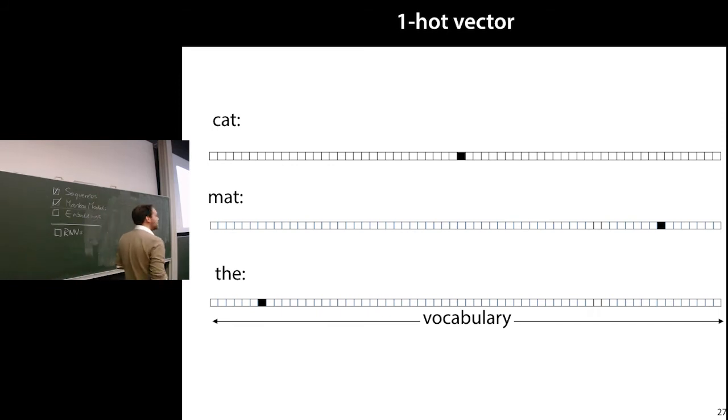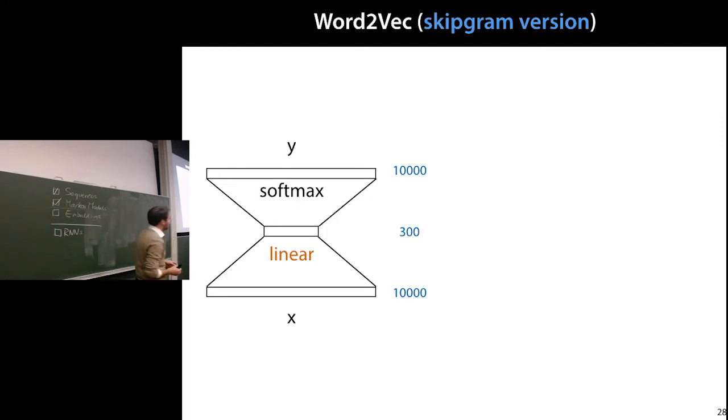And then we build a very simple neural network, which looks a little bit like an autoencoder, but it's not quite an autoencoder. We put one of these one-hot vectors as the input. So the input is as big as our vocabulary, in this case 10,000. The output is also as big as our vocabulary, so our target output is also going to be one of these one-hot vectors. In the middle, we have a very small layer with, let's say, 300 nodes, which is a common value to use. The hidden layer is linear, and the output is softmax.